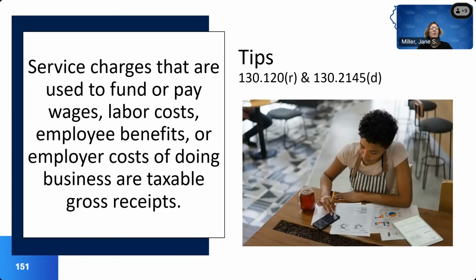Service charges that are used to fund or pay wages, labor costs, employee benefits, or employer costs of doing business are taxable gross receipts. And we have Administrative Codes 130.120, Section R, and 130.2145, Section D.